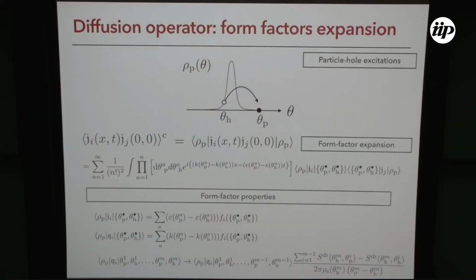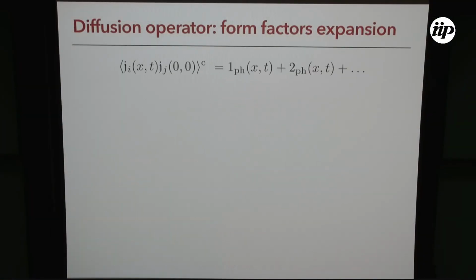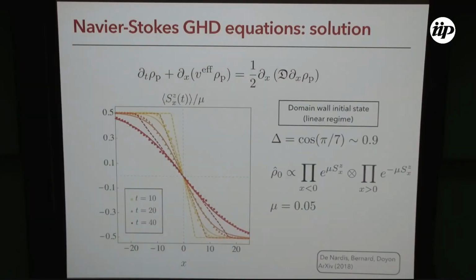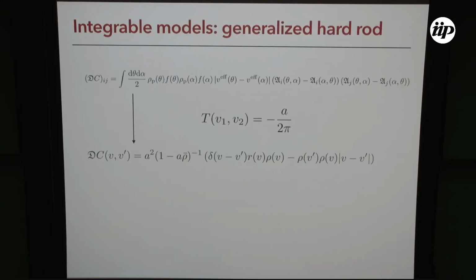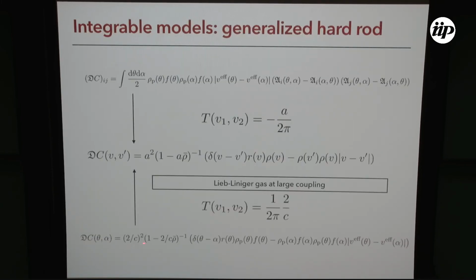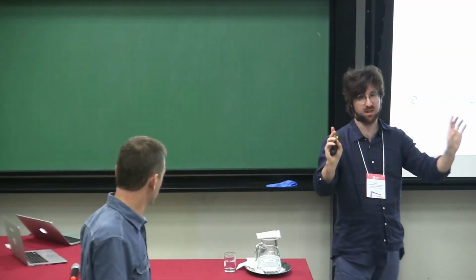Okay, 1/c squared. The diffusion constant, the first non-trivial order, is 1/c squared. So if you look at 1/c, you don't see diffusion. You just have free fermions, but the quasi-particles are still free.